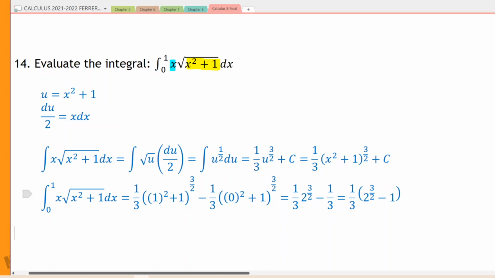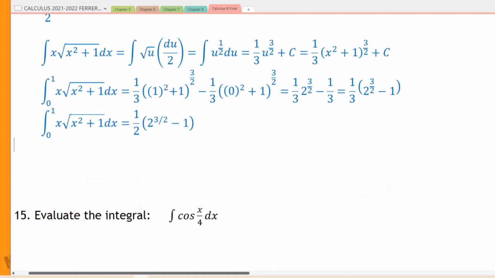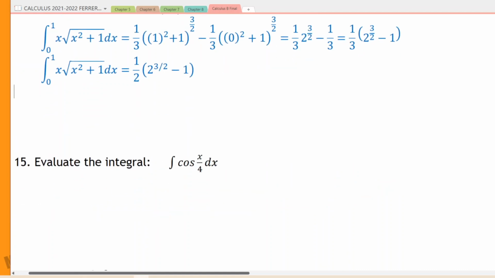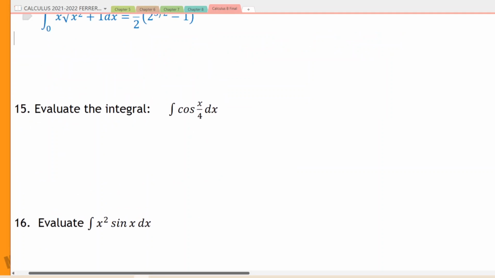Let's just summarize this at the end here. That'll just about do it for question 14. Let's look at 15. Now 15 is another one of those classic substitutions. This time I have inside the cosine x over 4. So it looks like this is going to be a pretty easy one.